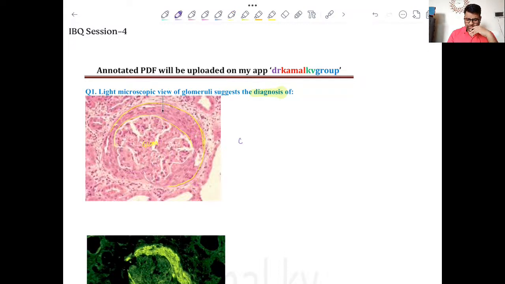So this is crescentic glomerulonephritis, which is also known as rapidly progressive glomerulonephritis, right? So this is rapidly progressive glomerulonephritis.